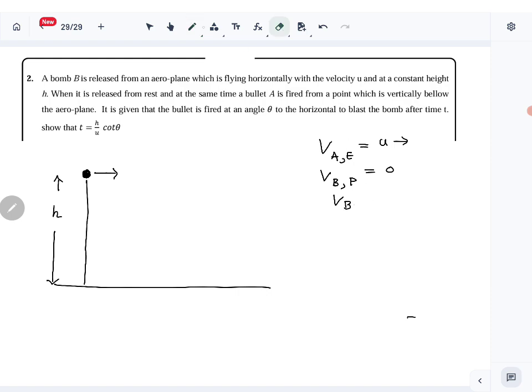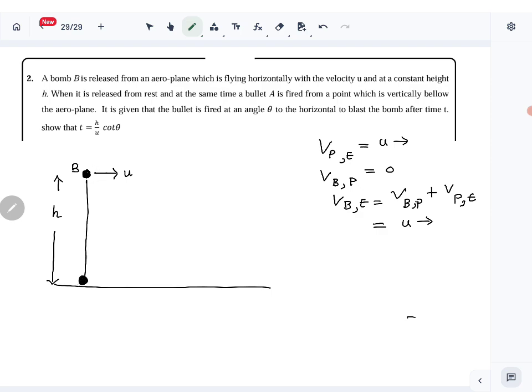That's going to be also U, using the relationship for relative velocities. We get, okay, the aeroplane is P, I put A here. This is the plane's velocity relative to earth, which is U, right? So the bomb's velocity relative to earth is also U in the horizontal direction. We figured that out.